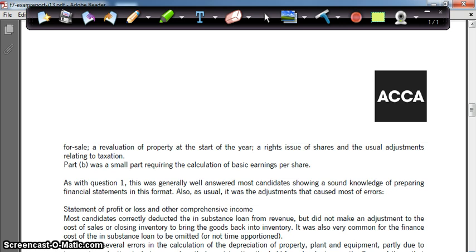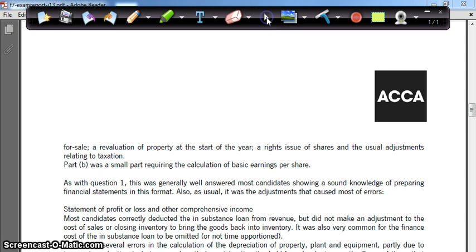So the examiner's saying that it was a generally well answered question, and that the first part, the preparation of the financial statements themselves, was well done by candidates. Realistically, this should be the case, because you should be able to learn the pro forma of the P&L, the changes in equity, and the statement of financial position, and then adjust them slightly for all those adjustments that you've been asked to do within the question.